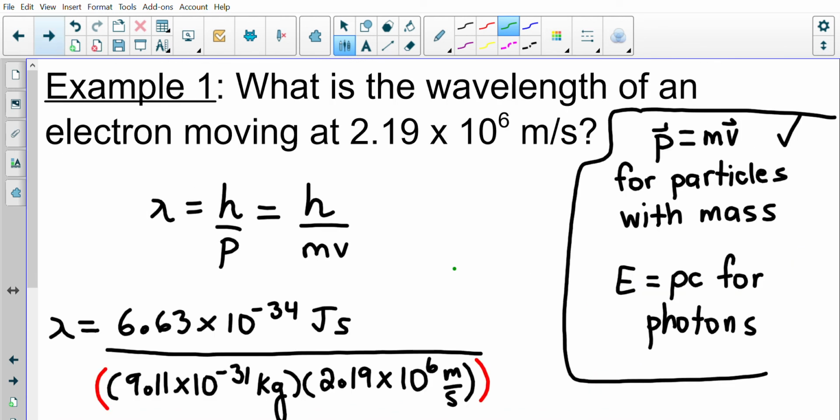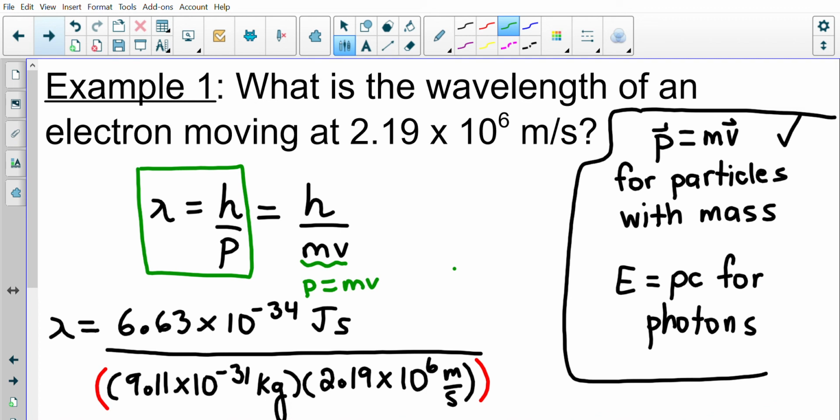So here's an example. It says, what is the wavelength of an electron moving at 2.19 times 10 to the 6 meters per second? So what we do is we take our formula that we had on the last slide, and we're going to rewrite that, but instead of writing p, we're going to write mv, and that's because p equals mv.